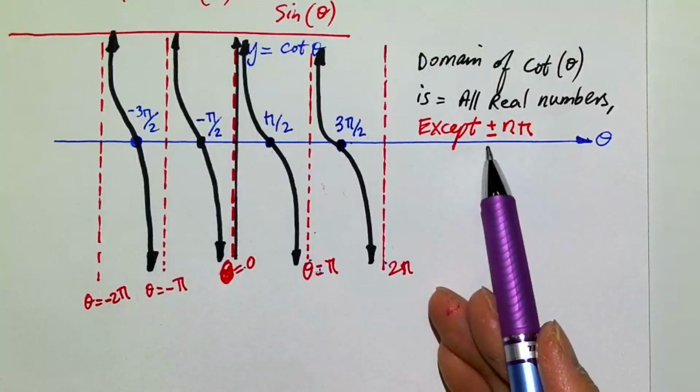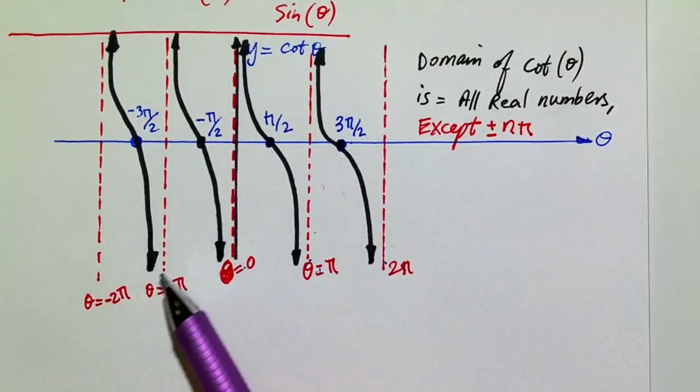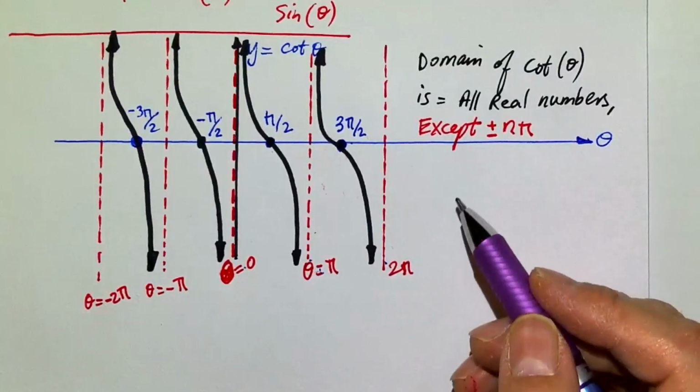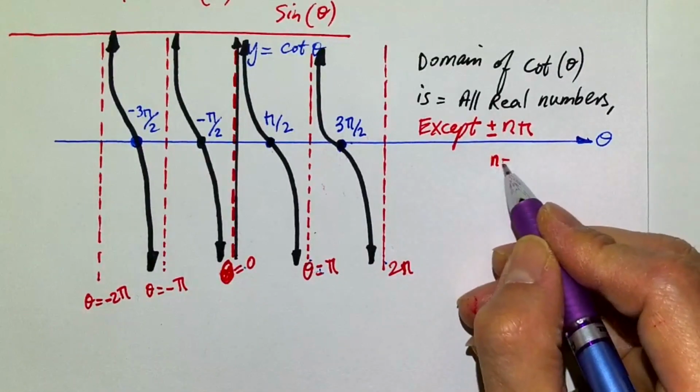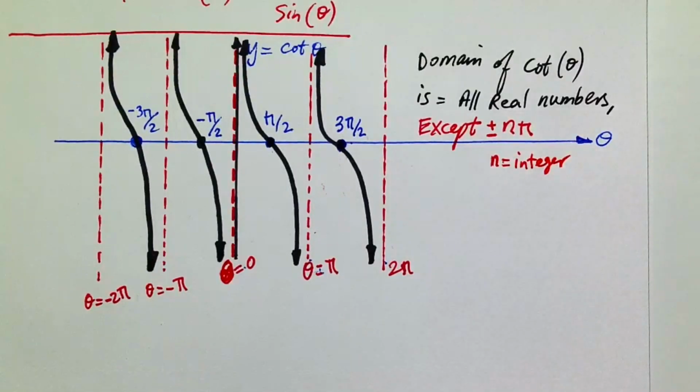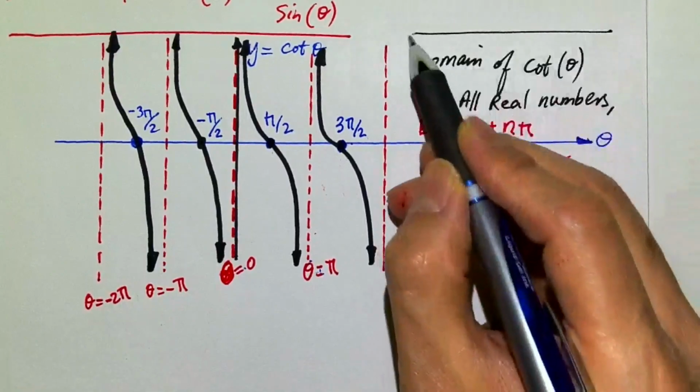Okay, so because the minus will take care of the asymptotes in this direction, and positive n pi will take care of them in that direction. And n is an integer, any integer, 0, 1, 2, negative 1, negative 2, and so on. So this is the domain.